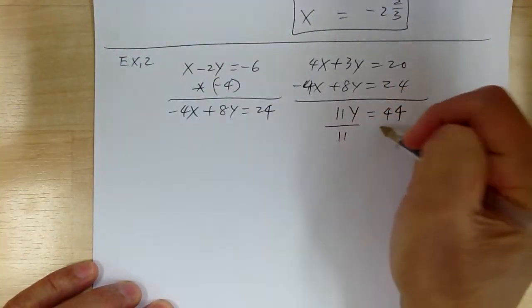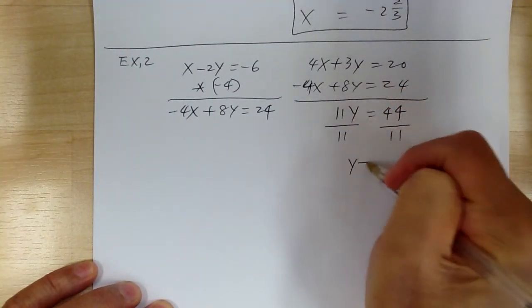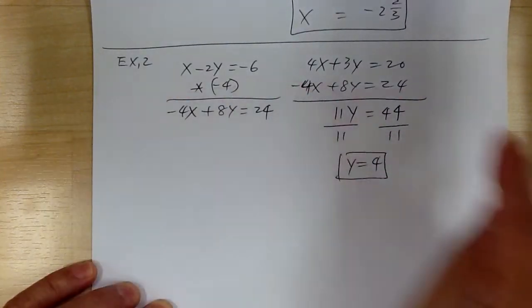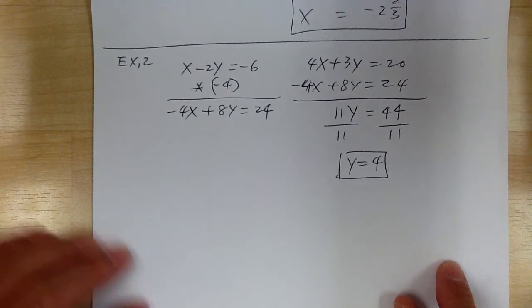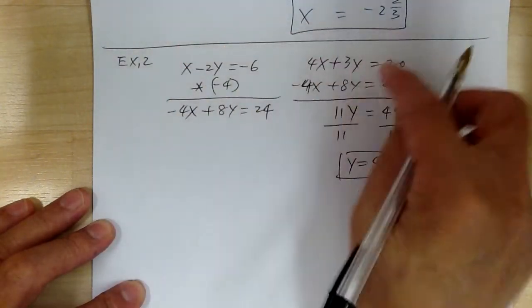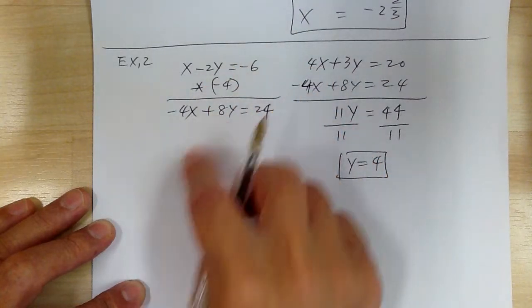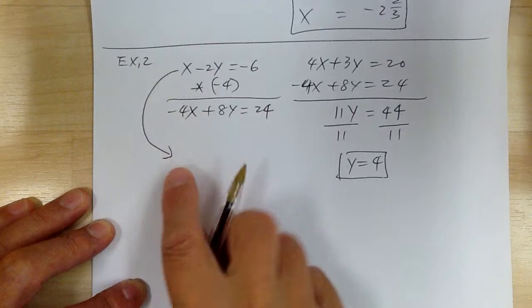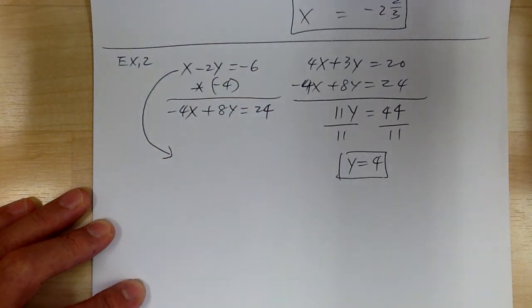So now you can divide by 11, divide by 11. So y equals 4. Now, once you find y, you can go back to any one of the equations. Try to choose the easiest one. Okay, it looks like this is the easiest equation. You can use this one, you can use this one. It doesn't matter which one you use. But to make things easier, use the easiest equation. Pick the easiest equation to use to solve for the other variable.